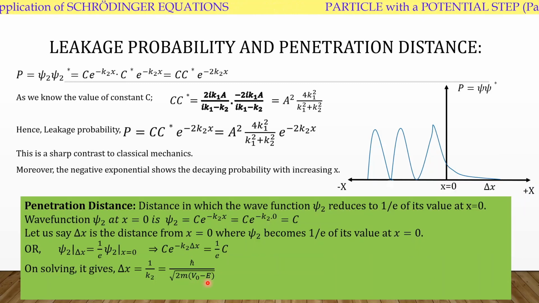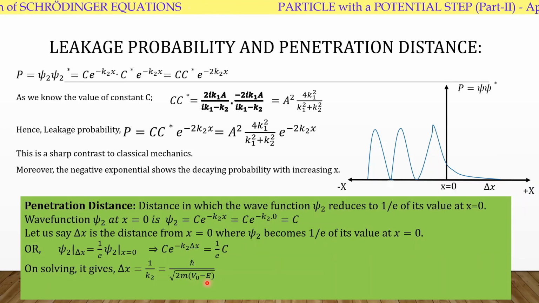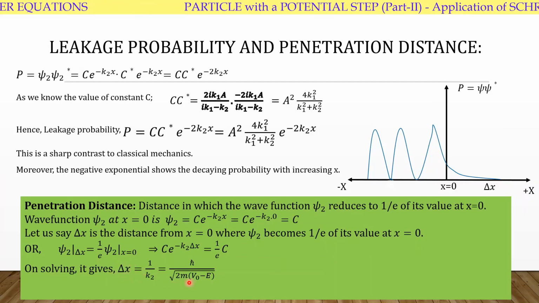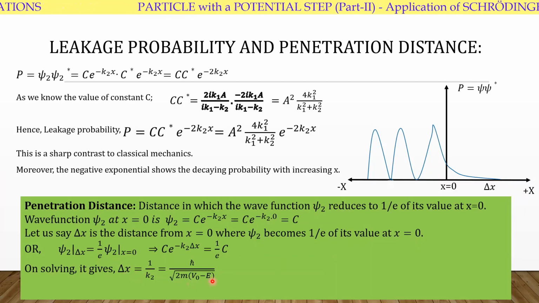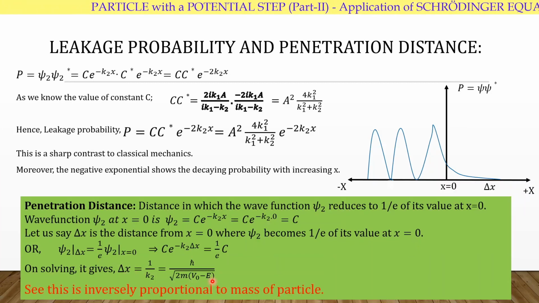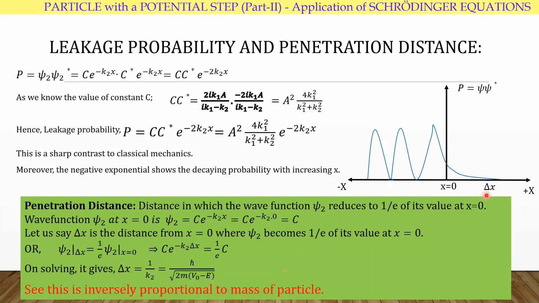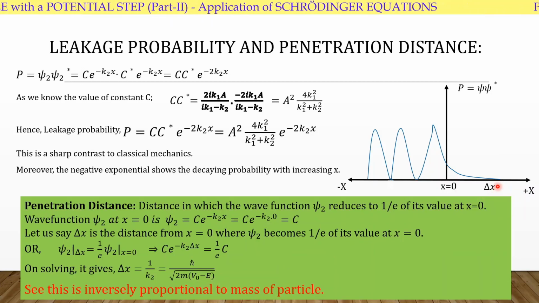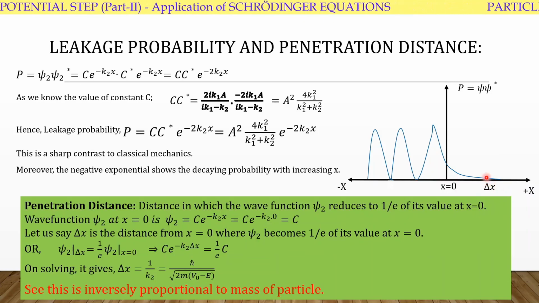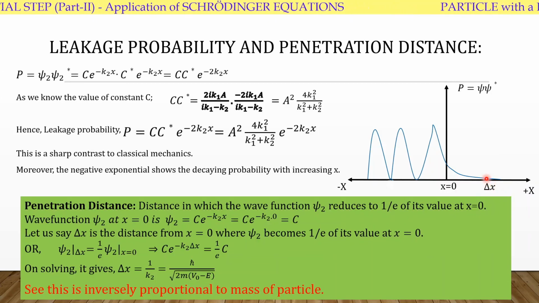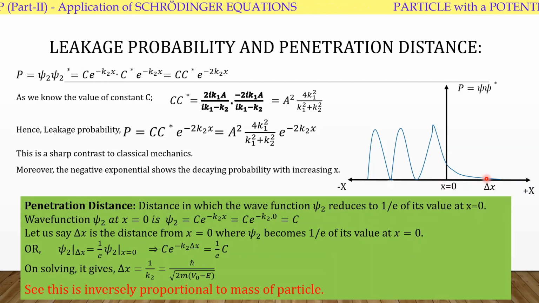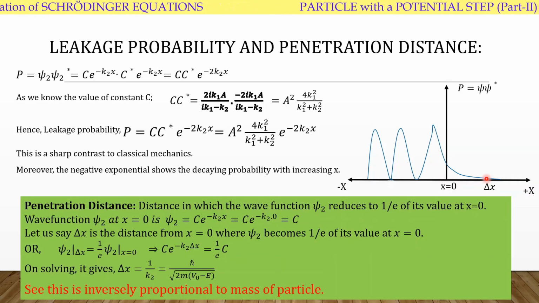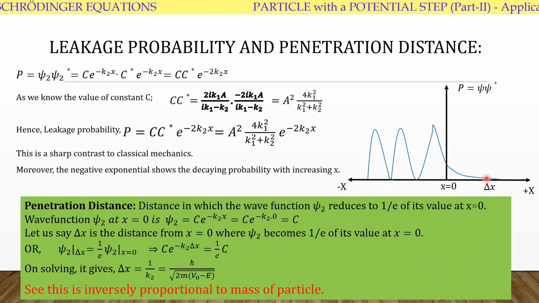You can also notice from this expression that this penetration distance depends upon the mass and energy of the particle. It means that the heavier the mass, meaning the heavier the particle, the lesser is the penetration distance, and vice versa. A particle with a lesser mass will penetrate into a larger distance in the region B.